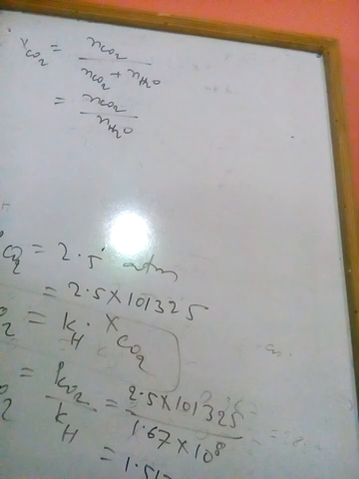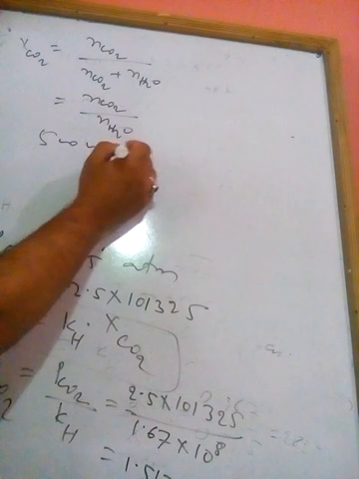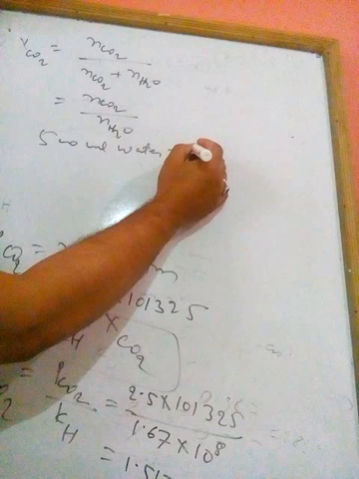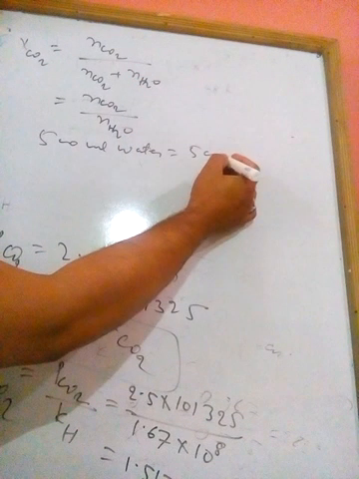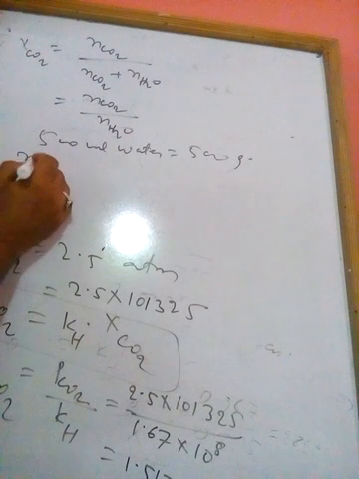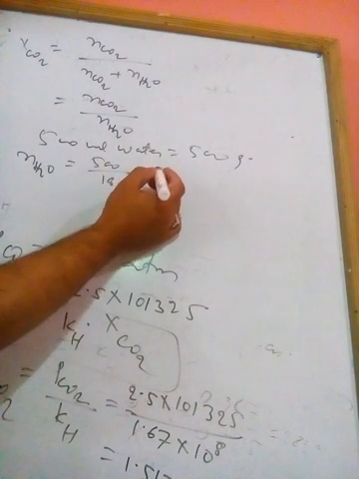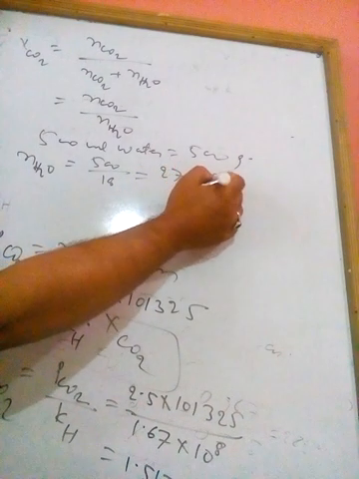Therefore 500 ml water is equal to, we consider here molality, 500 gram. So we can calculate the number of moles of water, which is equal to 500 by 18. This is equal to 27.78.